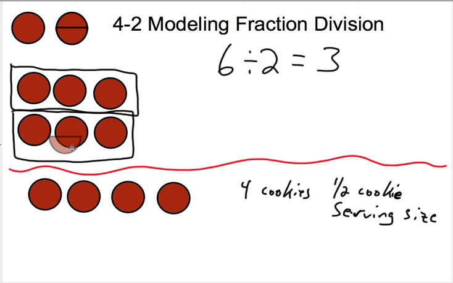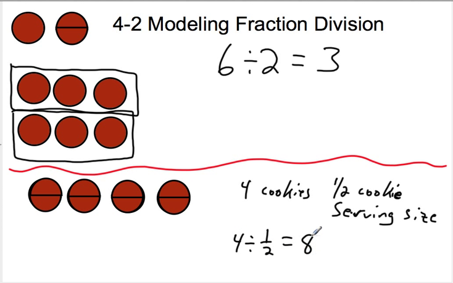And so how many servings can we get out of 4 cookies? Well, let's see. Each half cookie is a serving. So far we have 1, 2, 3, 4 halves, 5, 6, 7, 8. So if every serving is 1/2 of a cookie, 4 cookies is 8 servings. So we're dividing 4 cookies by a half serving each, and we're actually getting more servings. We're not getting more cookies, we're getting 8 servings, right?